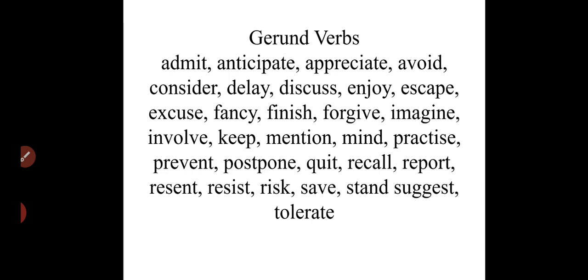Okay, then we have the next list of verbs with which only gerund is used. That's the verb's first form plus ing. I avoid going there. So in this way, after these verbs you use gerund, not to infinitive. I avoid to go there. Instead we use I avoid going there.